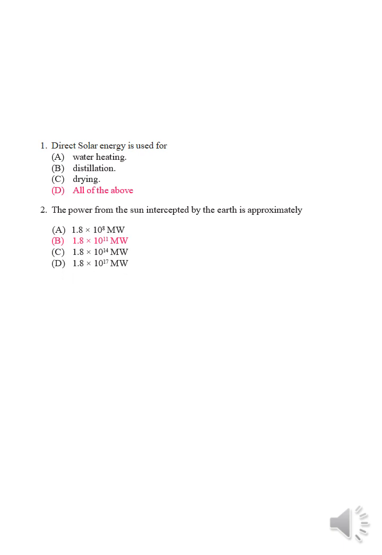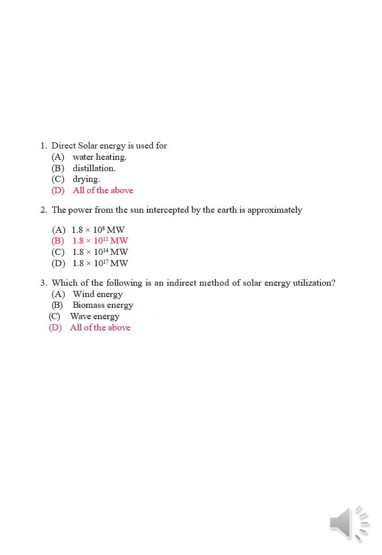Next question: the power from the sun intercepted by the earth is approximately 1.8 into 10 raised to power 11 megawatt. Which of the following is an indirect method of solar energy utilization? Almost all the forms of renewable energy are indirect forms of solar energy. So the correct answer for this will be all of the above.